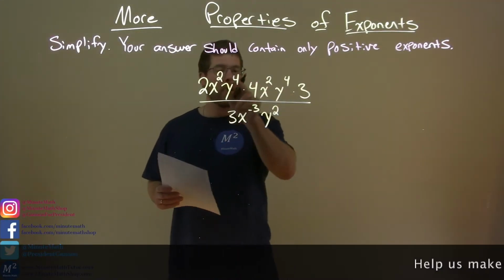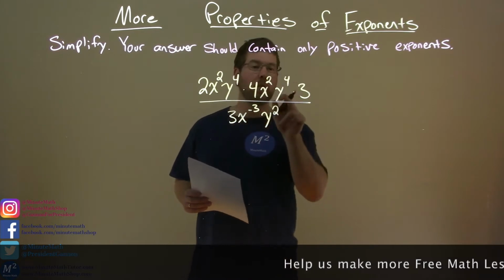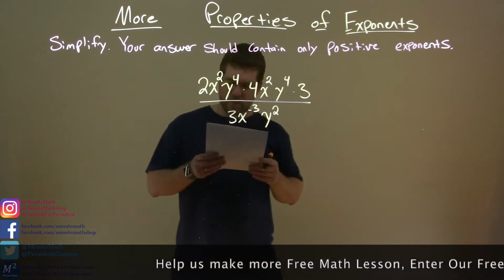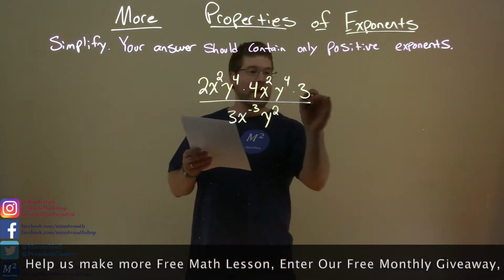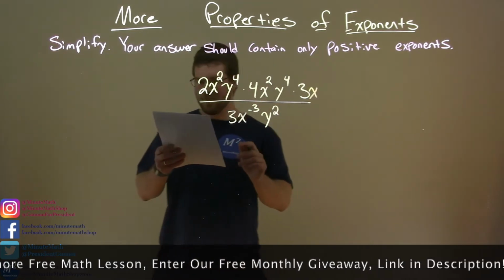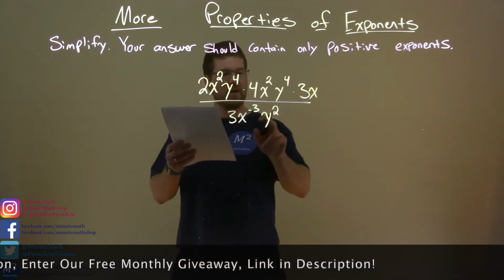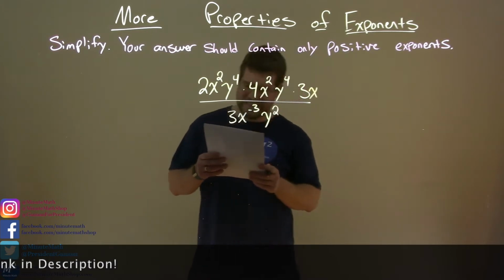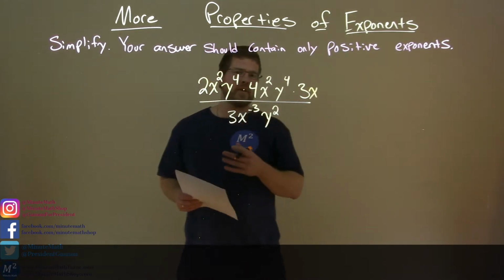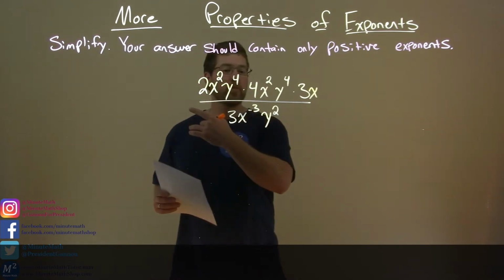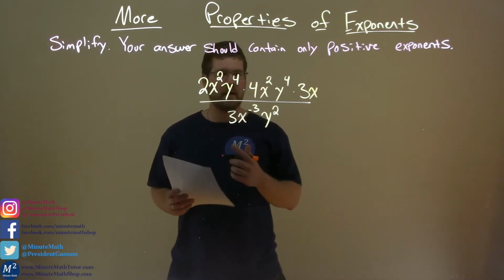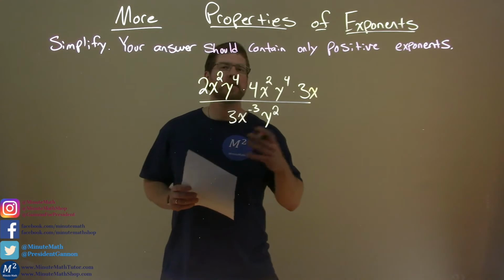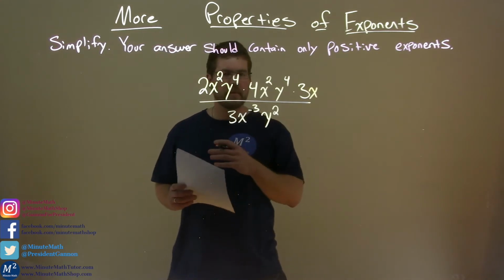2x squared y to the fourth times 4x squared y to the fourth times 3x. There we go. All over 3x to the negative third y squared. And double check and make sure I got everything, and I did. So a few things here. We could simplify the whole numerator, denominator, and try to work from there. What I try to do here is understand my properties better.